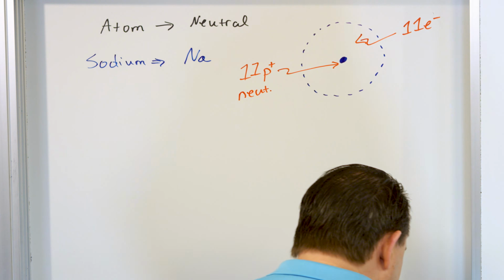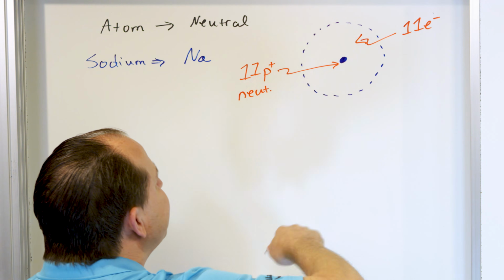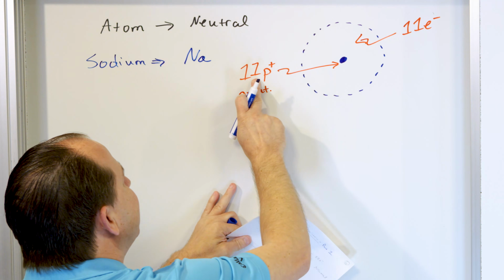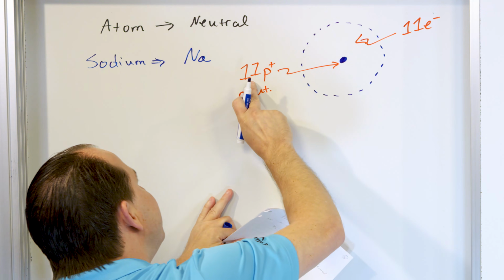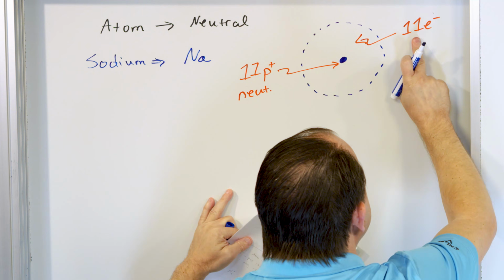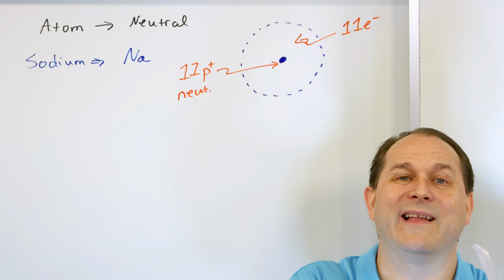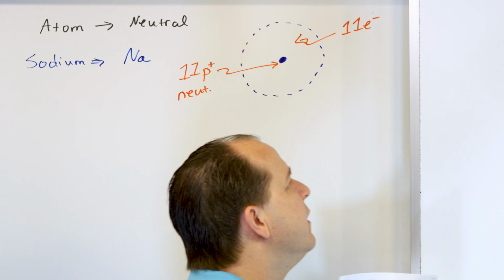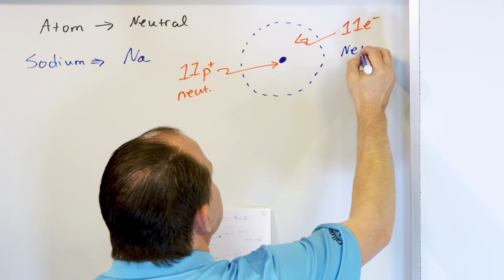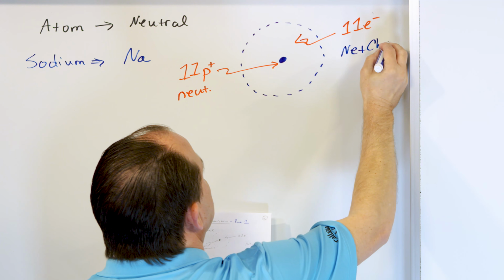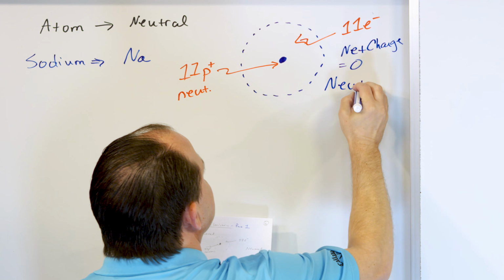All right, so because this thing has an equal number of protons to electrons, if you just add them up, the protons have a positive charge and the electrons have a negative charge, and there's 11 of the positives and 11 of the negatives. When you go back to algebra, a positive 11 plus a negative 11 is just 0. So because of this, the overall charge is 0. We say the net charge is 0.